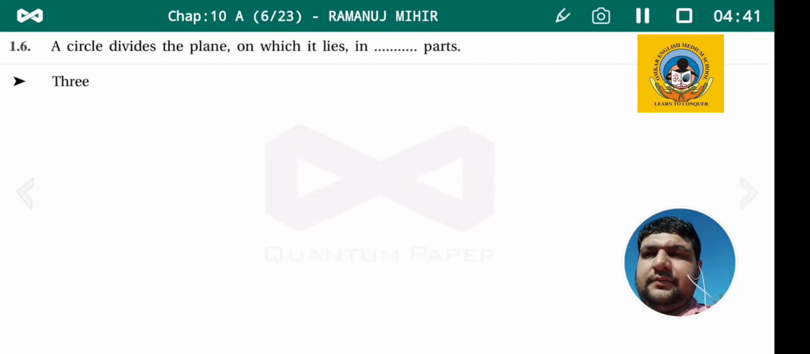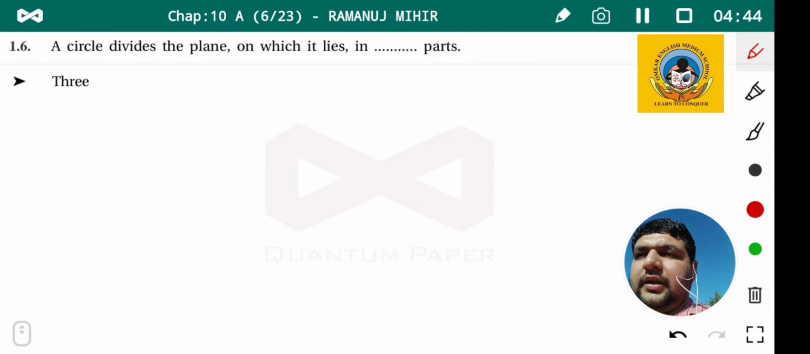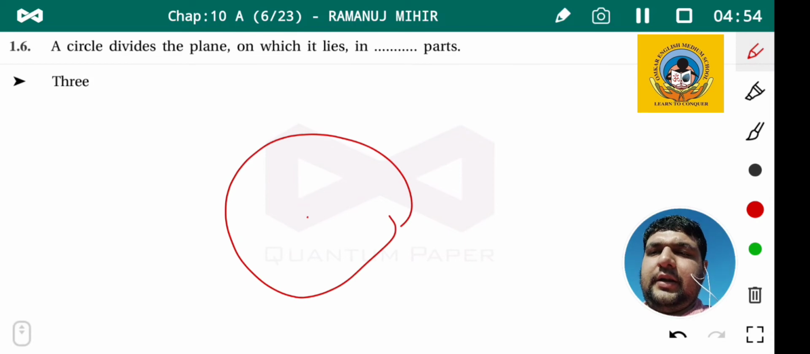Now the next question: a circle divides the plane on which it lies into three parts. How many parts? Three parts: interior, on the circle, and the exterior. So this is the interior part, this is on the circle, and this is the exterior part. So when a circle divides the plane, it divides it into three parts: interior, exterior, and on the circle.